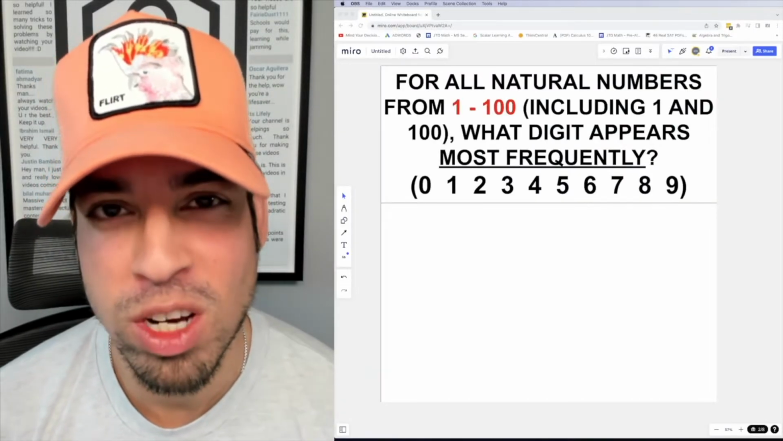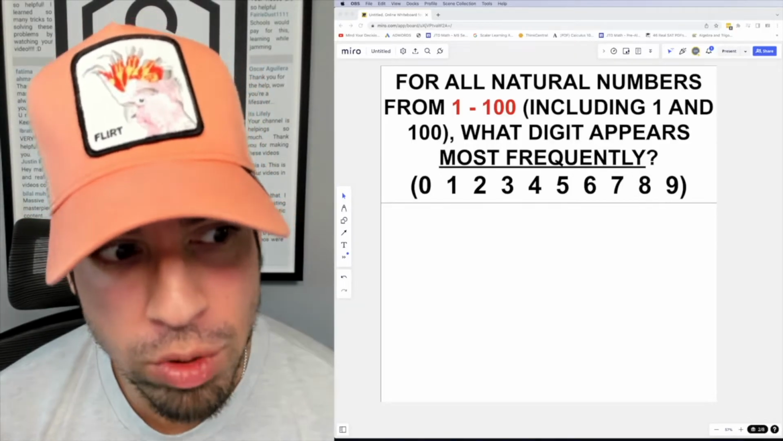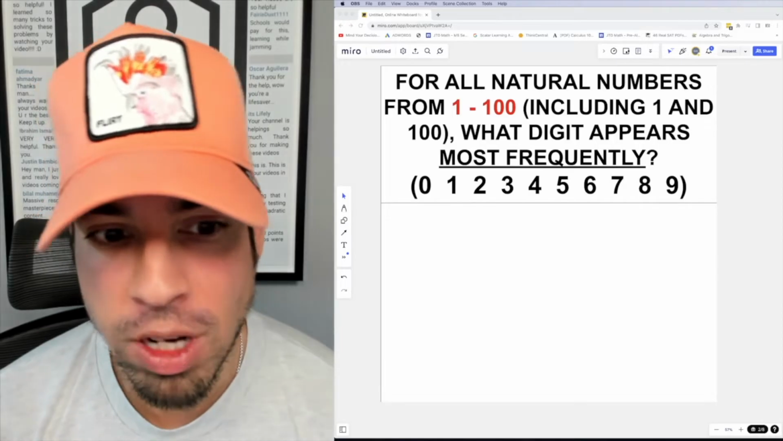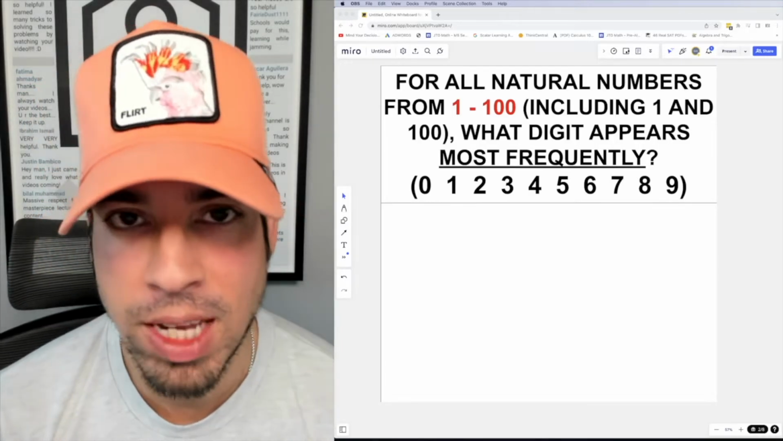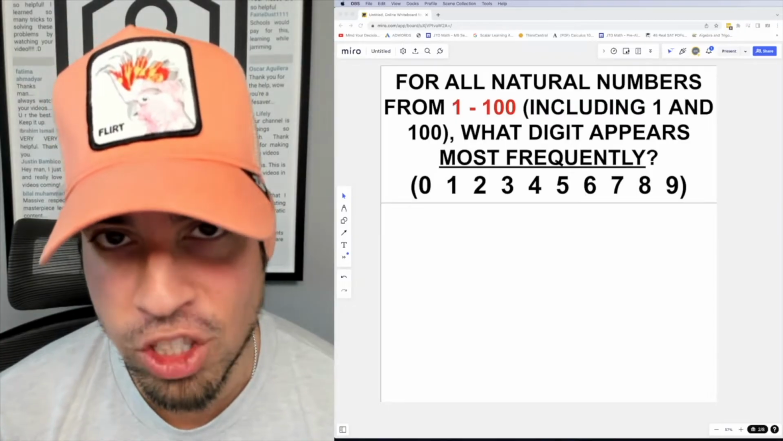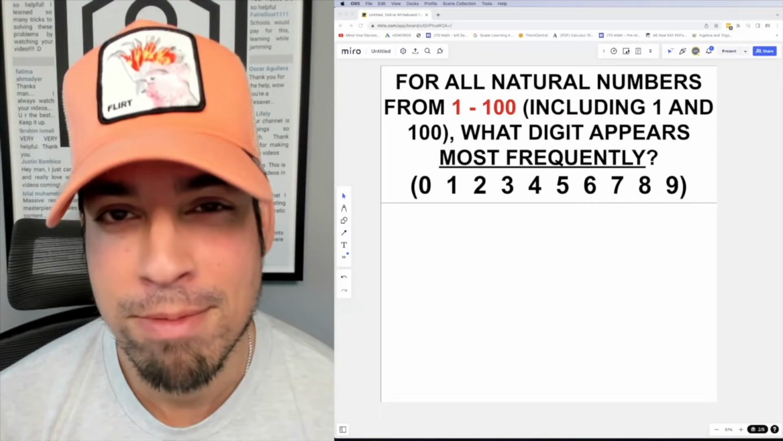In this one, the question is as follows. For all natural numbers from 1 through 100, including 1 and 100, what digit appears most frequently? So our options are 0, 1, 2, 3, 4, 5, 6, 7, 8, 9, as those are the digits. Hit that pause button and see if you can figure it out. When you're ready, hit play, and I'll give you the explanation.